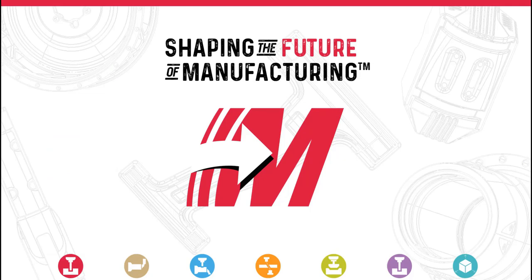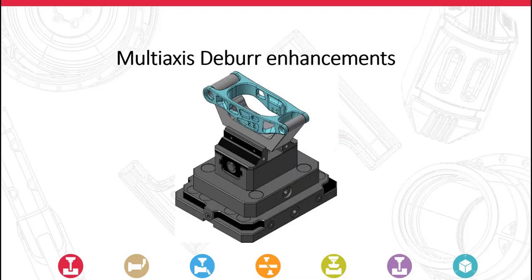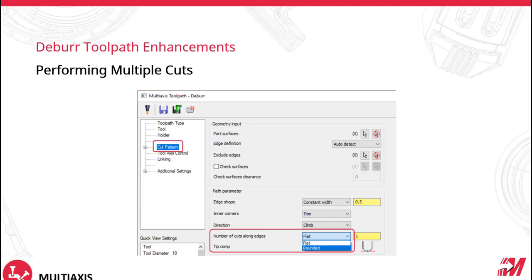Next, let's go ahead and take a look at the Deburr toolpath and the Deburr Enhancements that they made in 2022. The multi-axis Deburr Enhancements are really pretty cool. So Deburr toolpath is a great multi-axis toolpath, very easy toolpath to use. The one limitation that you did have previous to this was how it is processing, so what it is actually doing. So in 2022, they allow us now to do multi-cuts.